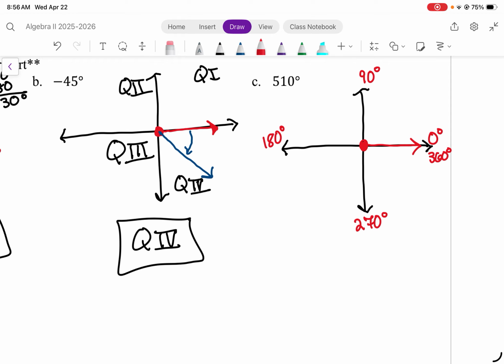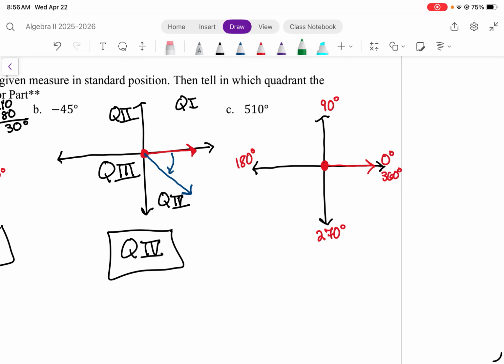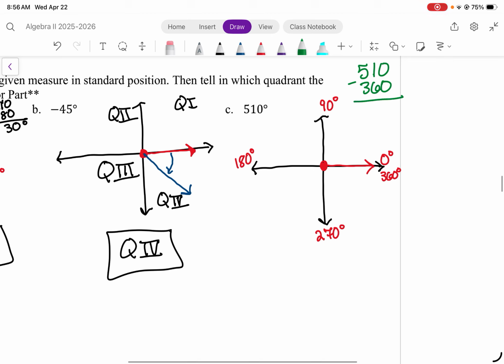So if we look, 510 is going to be making a full circle. So we know we're going to have to go past the circle once. And to figure out how much further we need to go past 360, we can take 510 minus 360. So 0 minus 0 is 0. I'm going to borrow from the 5 to make that 11 minus 6. And then 4 minus 3 is 1. So we need to go 150 degrees past 360. So that's going to put us in the second quadrant over here.